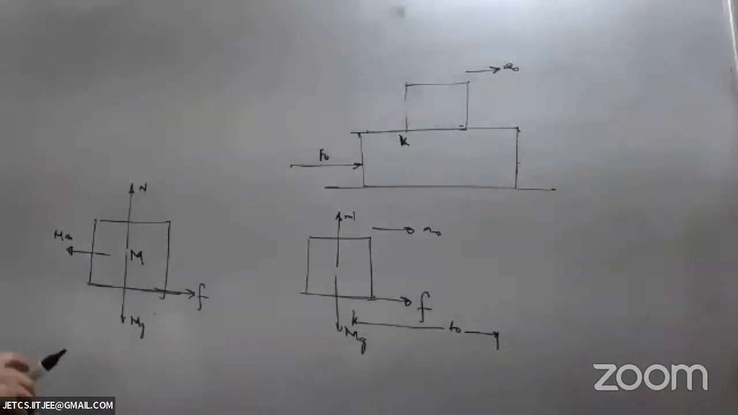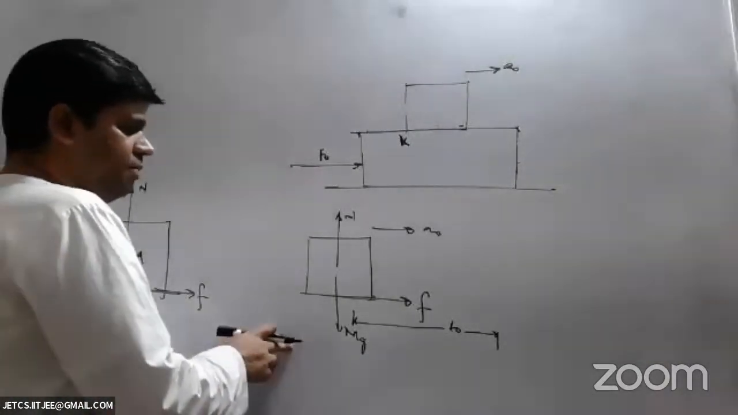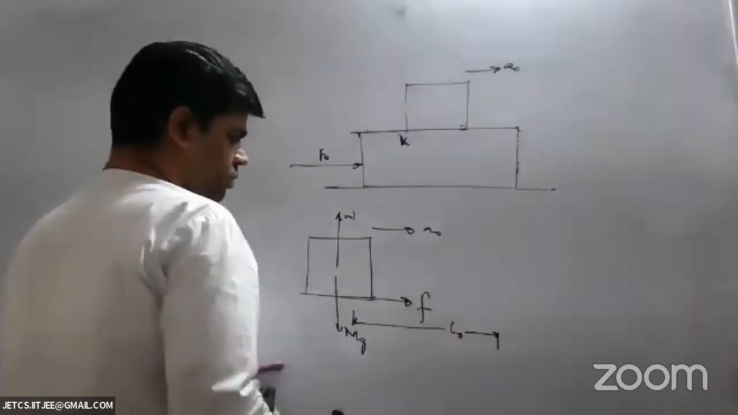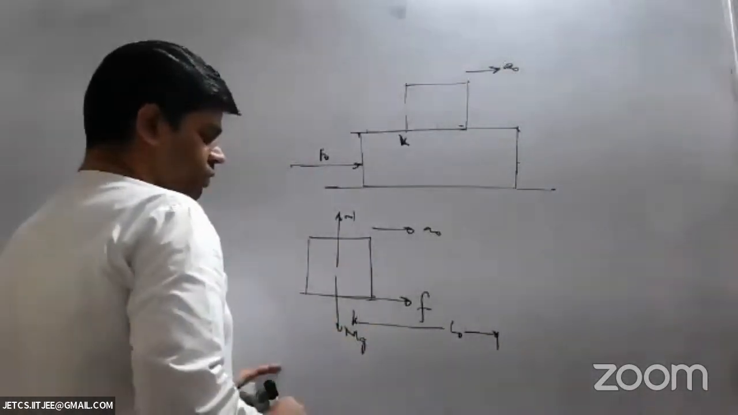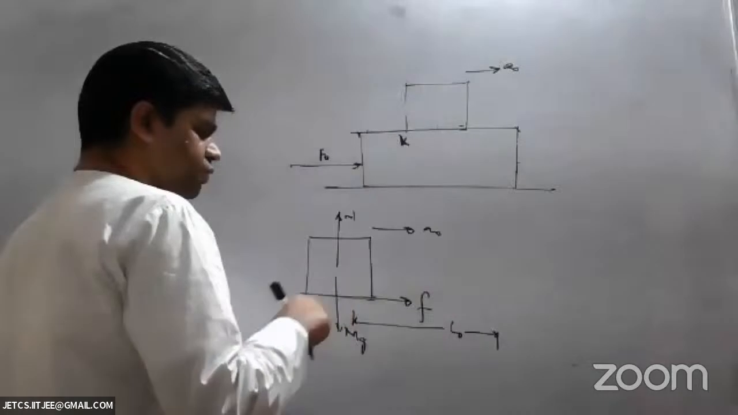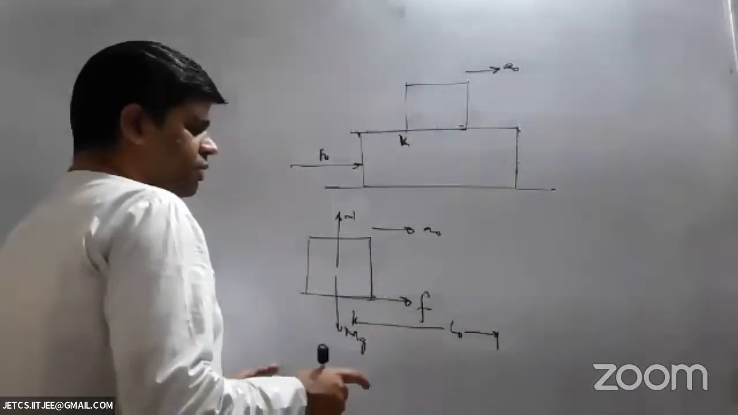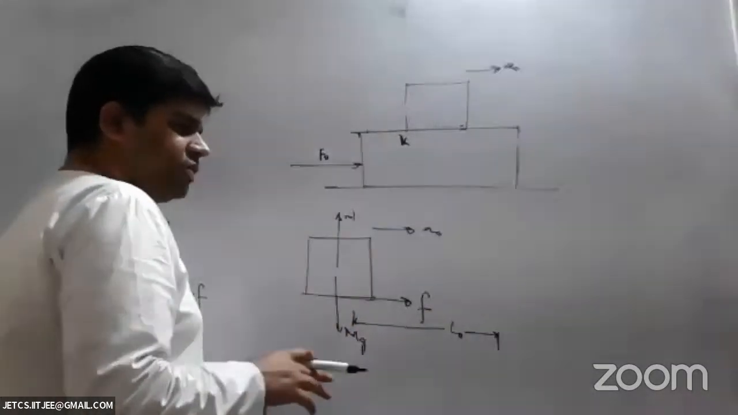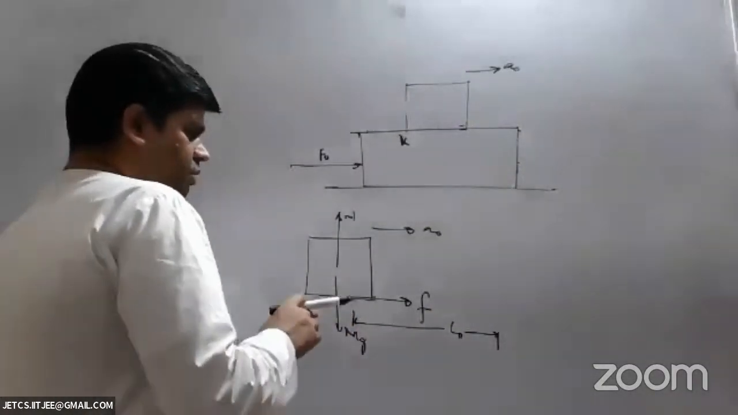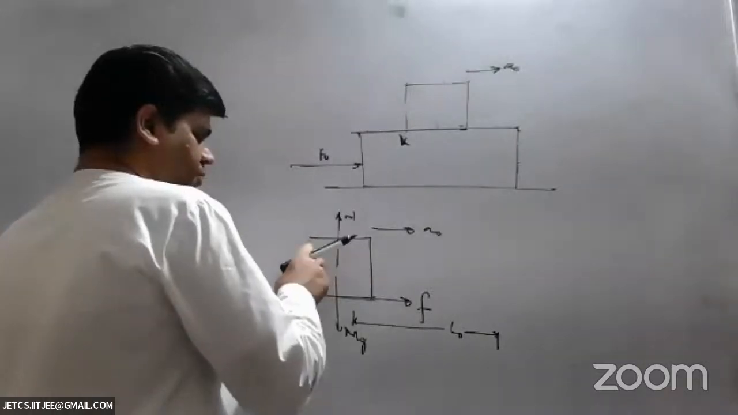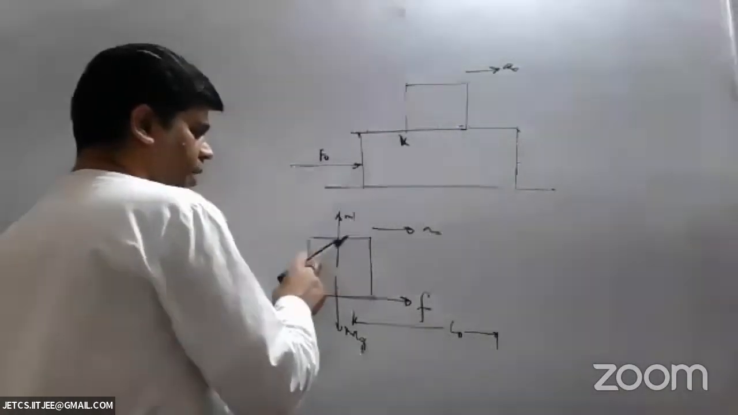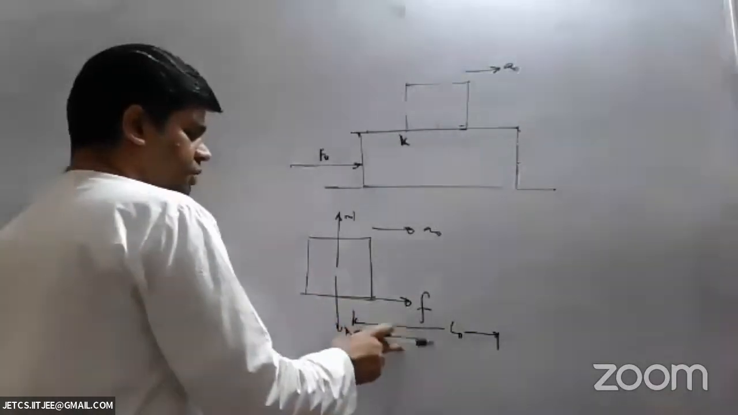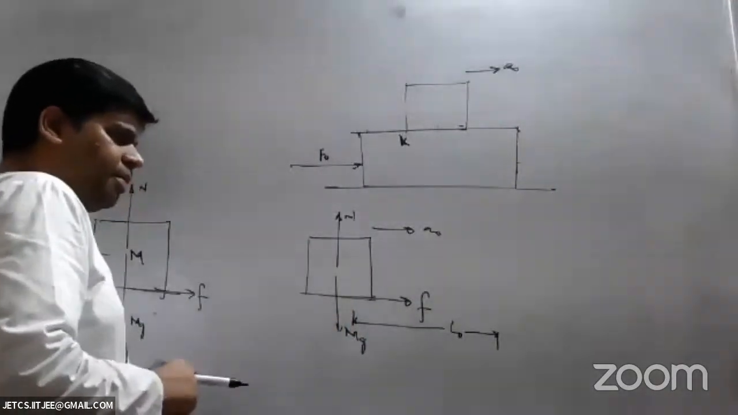All right, now let's say the work done. Work done from ground frame is F into L naught into cos of 0. Displacement is towards right, friction is towards right, angle between them is 0. So work done by friction force is positive. So friction force is injecting some energy into the body. Normal reaction, now N into L naught into cos of 90. mg into L naught into cos of 90.